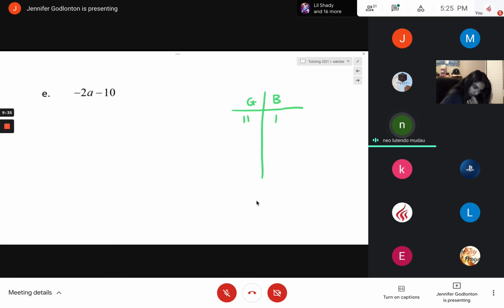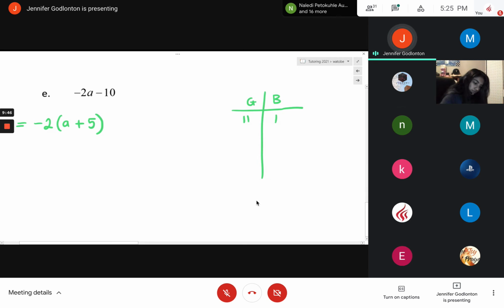Can I answer? Yes, you can. Negative 2 bracket a plus 5 closed bracket. That is so beautiful. You took out the negative 2, and if I multiplied that in, I would get negative 2a, and if I multiplied that in, I would get negative 10, which is just glorious. That's one answer. Can you tell me another answer?